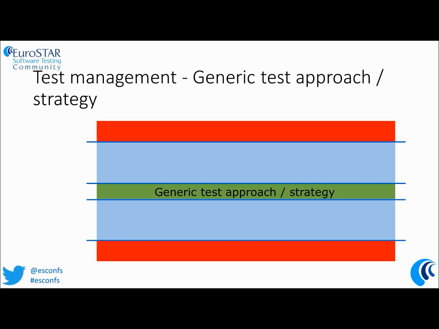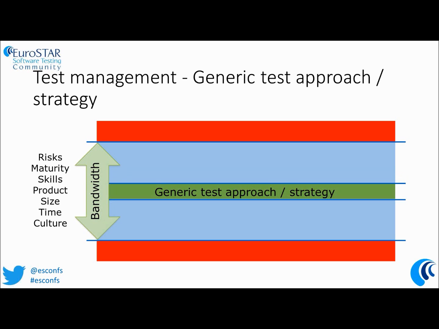And the red area is actually the part saying, well, if you get that far away from the test approach or test strategy, we don't accept that. So we limit you at some point. And that bandwidth is variable. It depends on a lot of stuff. It depends on risks. You can imagine that if you have a very high risk environment that you want to stay nearer to the test approach and strategy and get less bandwidth.